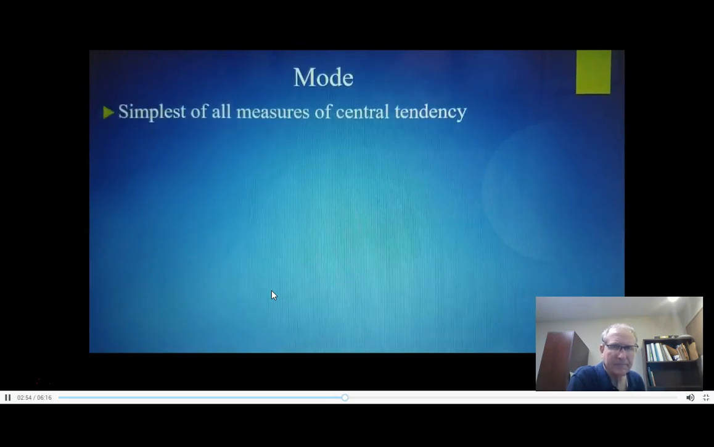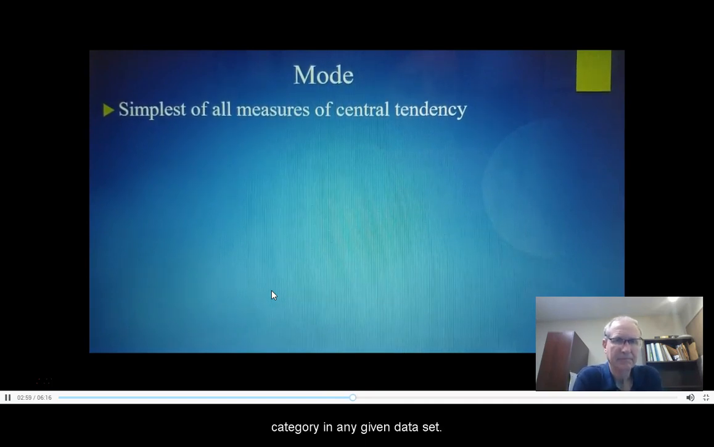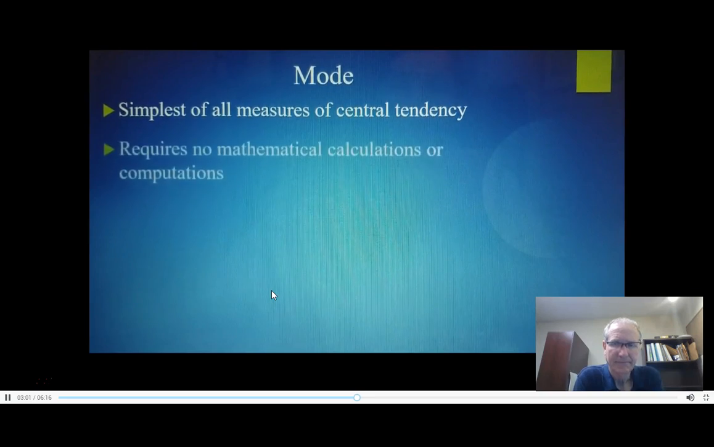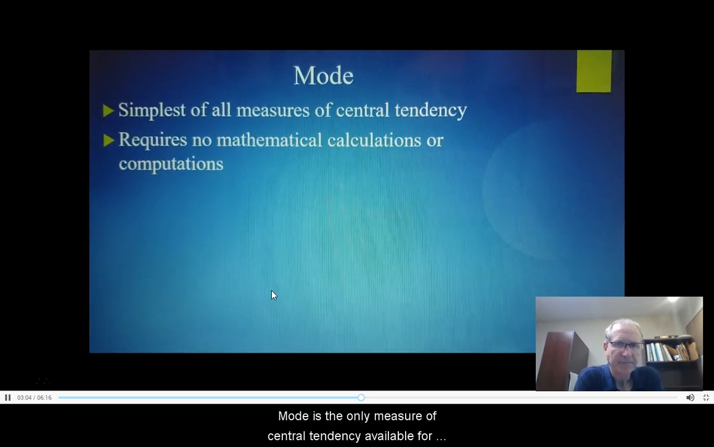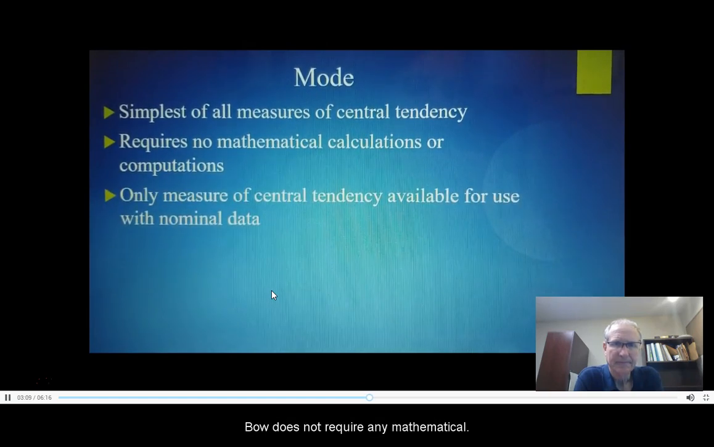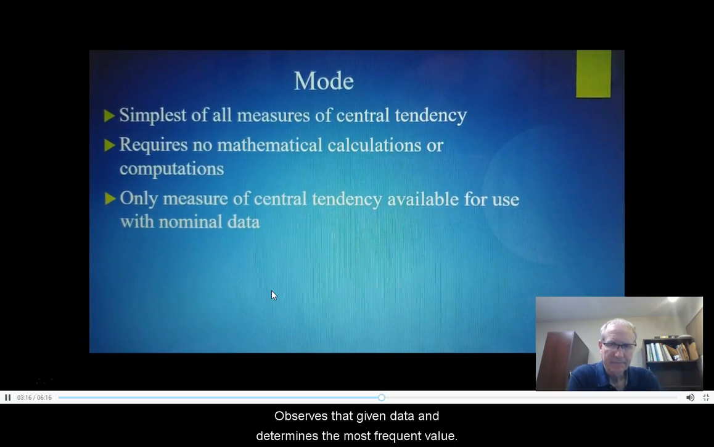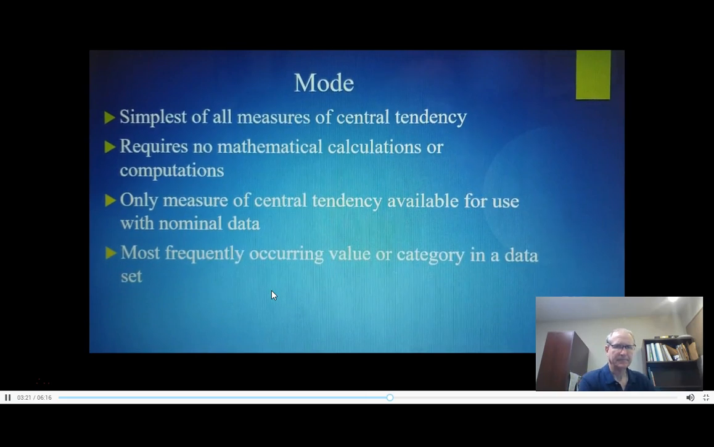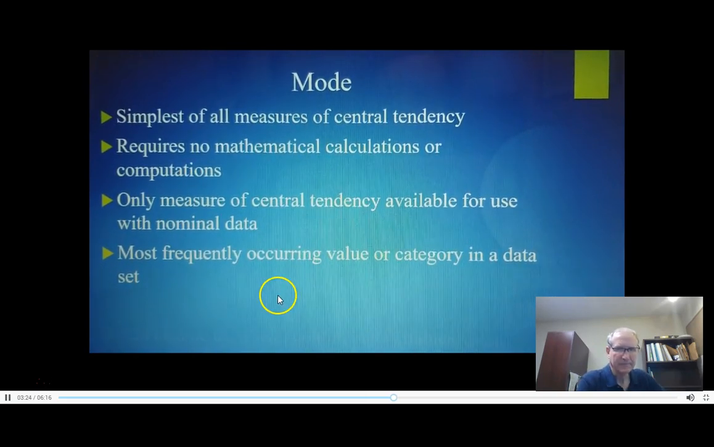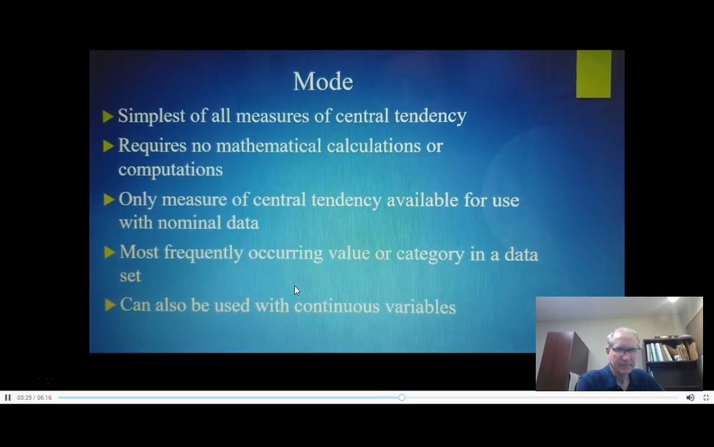Mode. The mode accrues to the most frequently occurring value or category in any given data set. Mode is the only measure of central tendency available for use with nominal data. Mode does not require any mathematical calculations, only simple observation of the given data and determining the most frequent value. This also can be used with continuous variables.